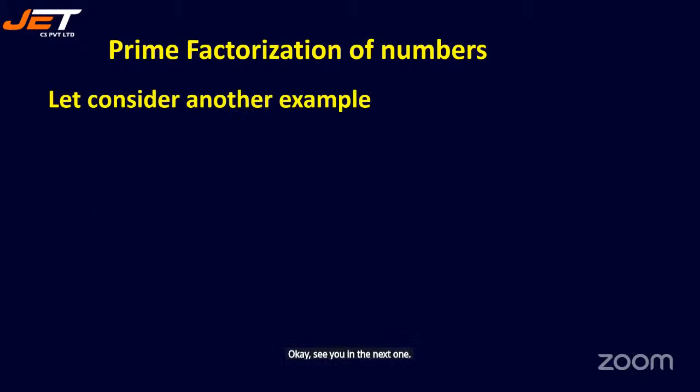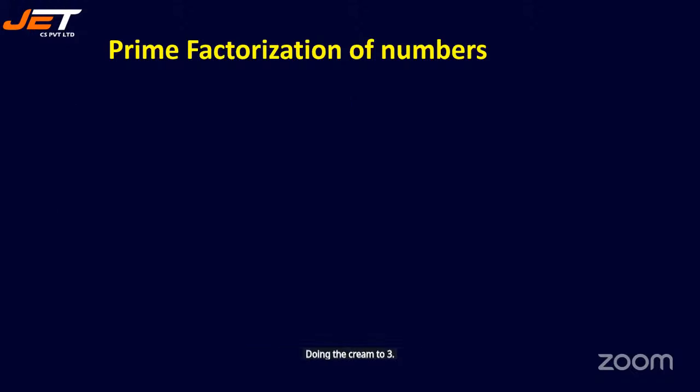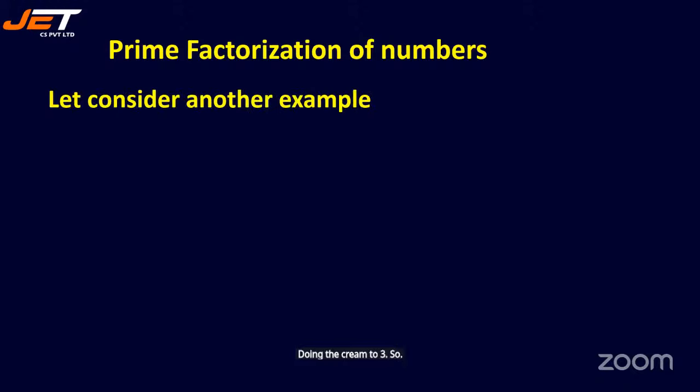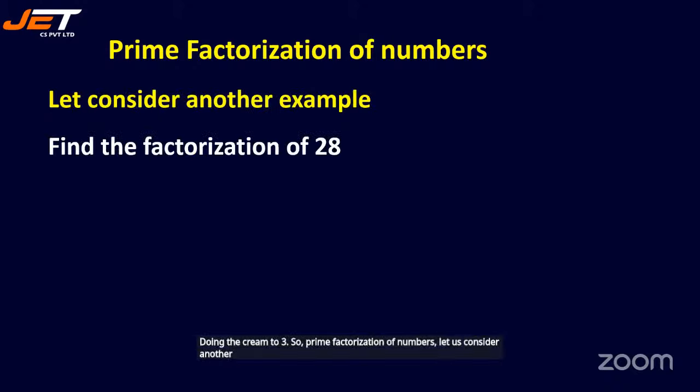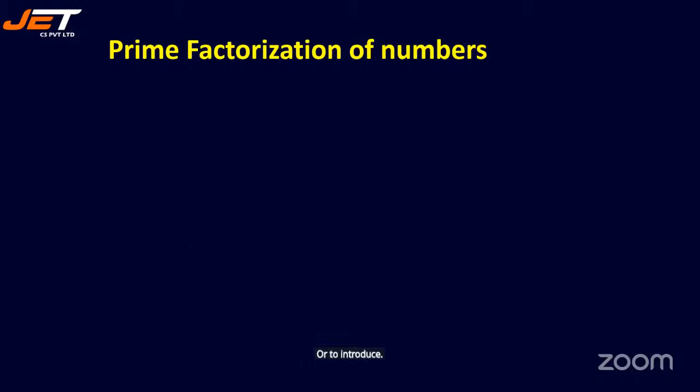Prime factorization of numbers. Let's consider another example. Find the factorization of 18. 18 can be written as 2 into 9, which is 2 into 3 into 3. Let us consider another example. Find the factorization of 28. 28 you can write as 2 into 14, or 2 into 2 into 7.